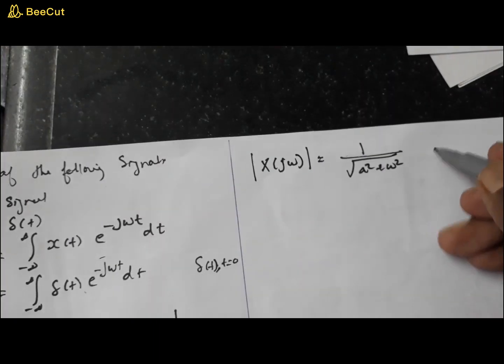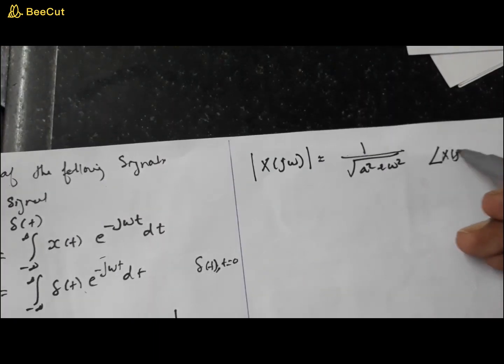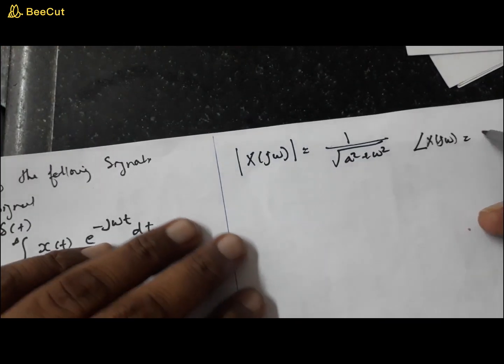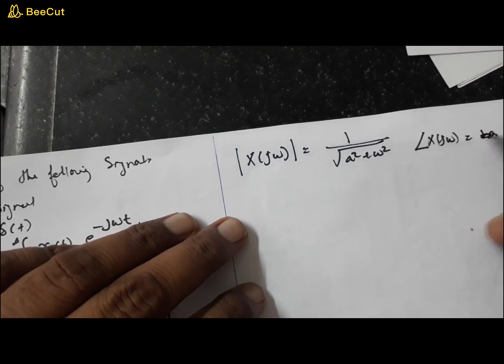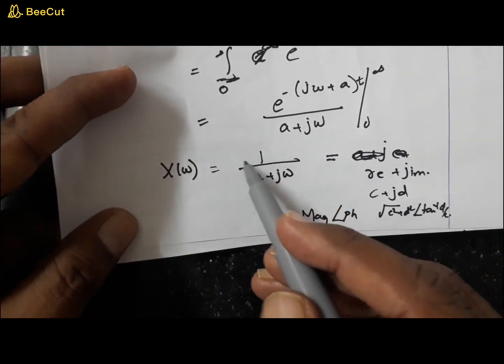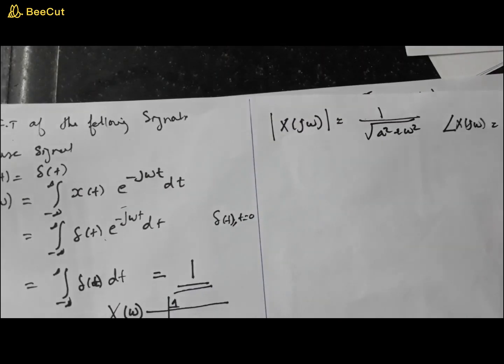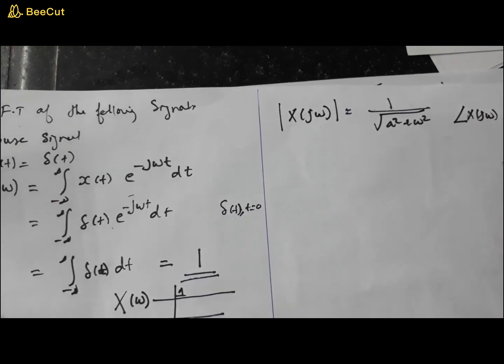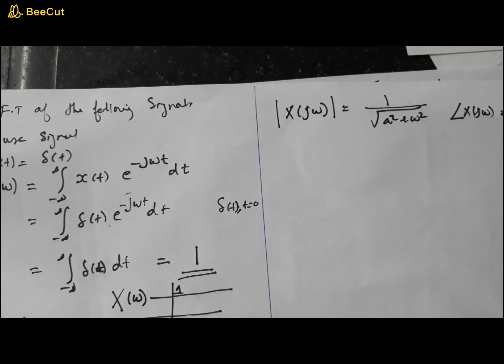And what is the phase of this? This is angle of X of j omega. I told you that this is of a complex nature. That means it will have a magnitude as well as phase, and the phase is given by tan inverse. How to calculate the phase of this? If you have C by D, the phase is calculated in this way, that is angle C minus angle D.